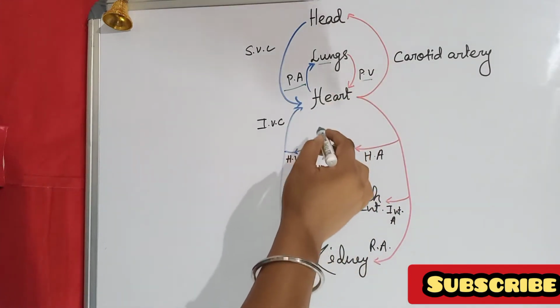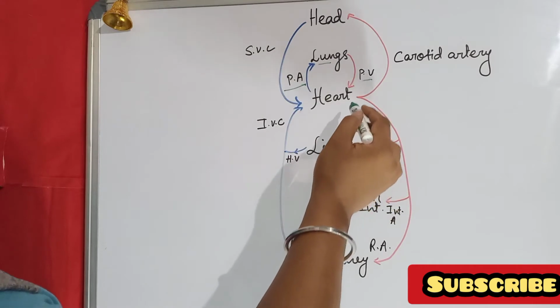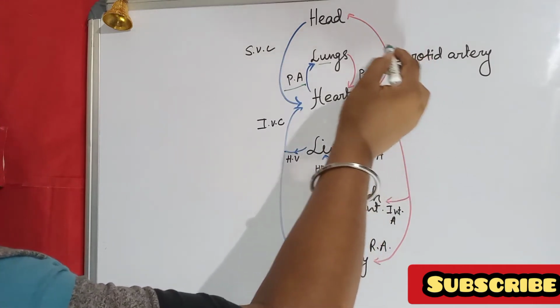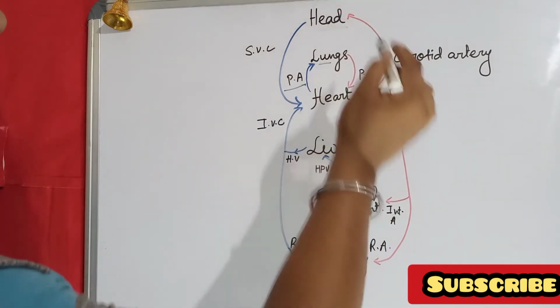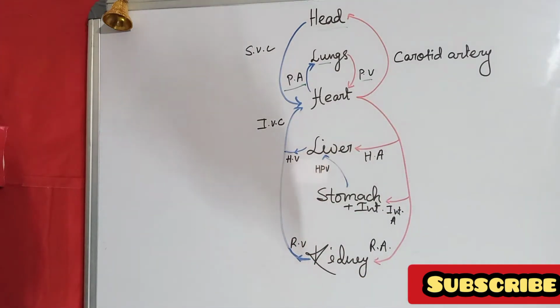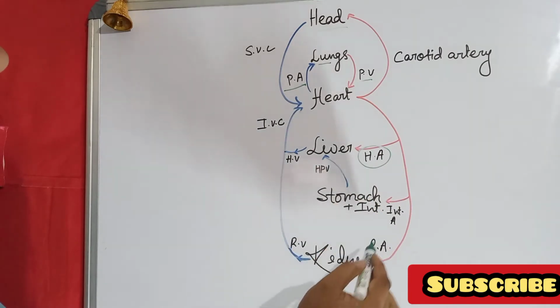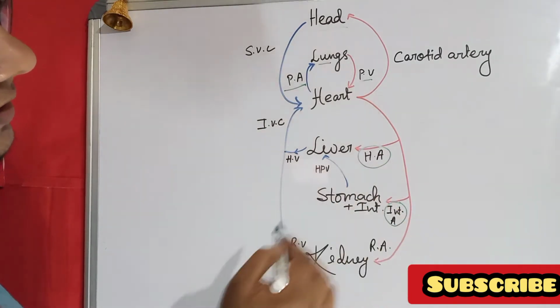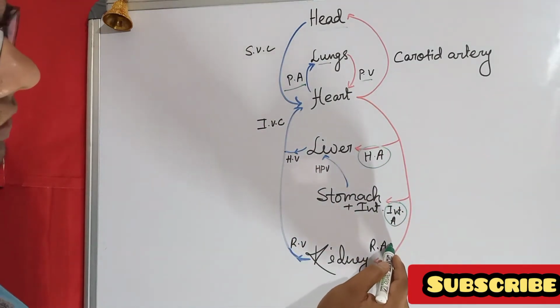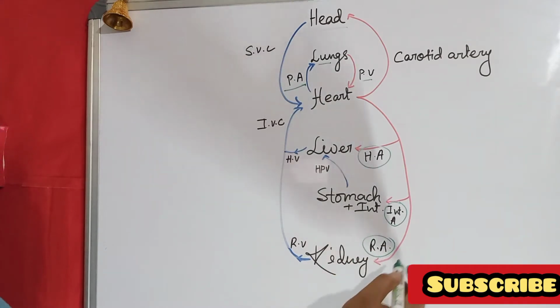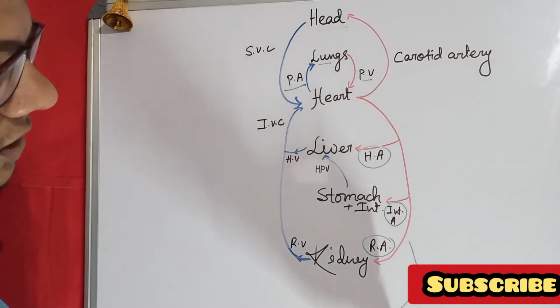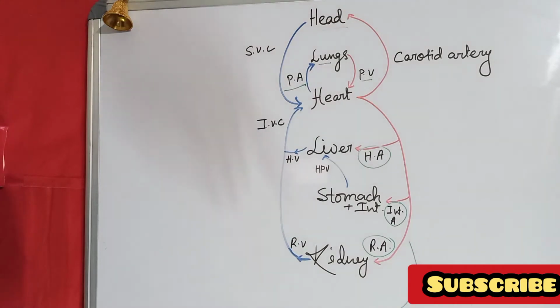Now the heart will push this oxygenated blood through this carotid artery to the head, you can see over here, and to the other organs: by hepatic artery to the liver, by intestinal artery to the stomach, and renal artery to the kidney, and it will go on in this process to the lower body also. It is not given over here.